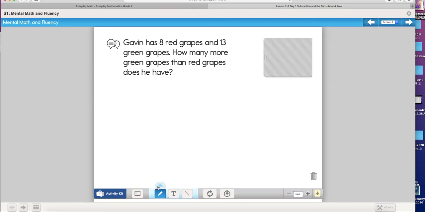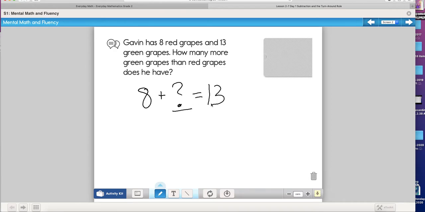Zayden, you want to give that one a try? 5. 5? How did you figure that out? Because 8 and then 13. You get 8 and then you add and then you keep counting till you get to 13. So you had to count a mystery number until you got to 13.